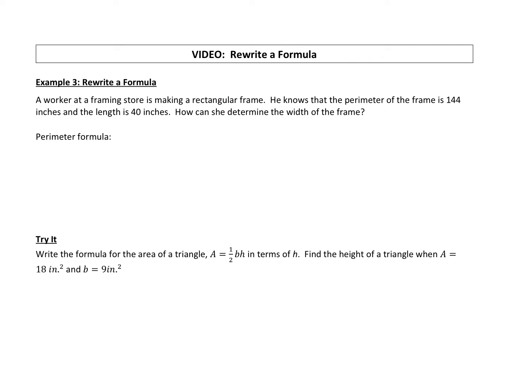All right, he or she knows that the perimeter of the frame is 144 inches and the length is 40 inches. How can he or she determine the width of the frame? Because they gave us the total perimeter, we can use the perimeter formula to answer this question. The perimeter formula involves length and width.